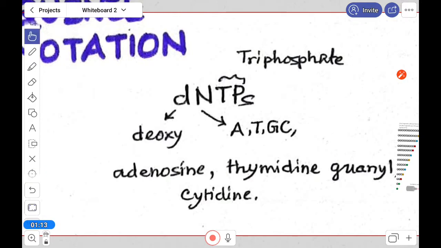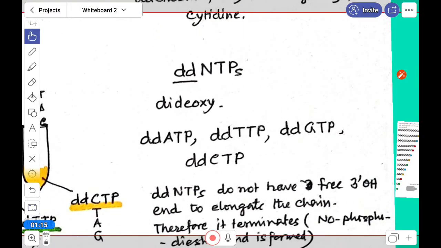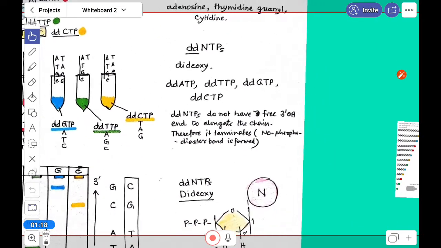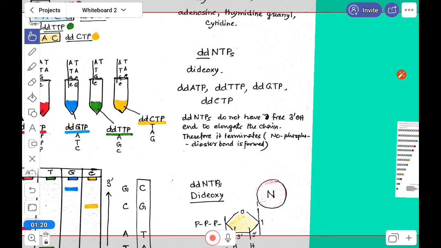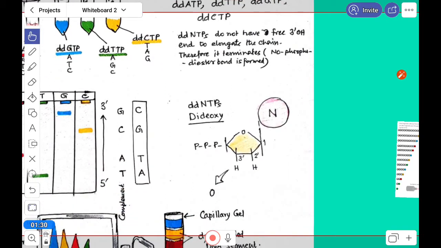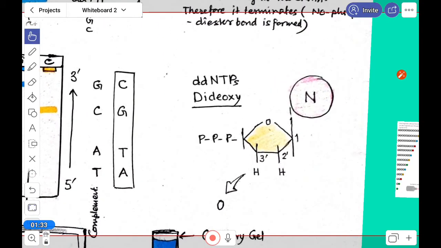Here Frederick Sanger used some other method, some other way. He used ddNTP, dideoxy. So what is dideoxy? Let's see. Here it indicates the sugar. Already one oxygen was deleted, so that it was deoxy. Now he deleted one more oxygen and named it dideoxy.